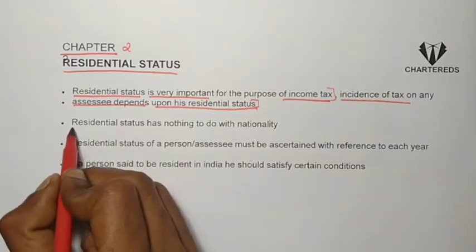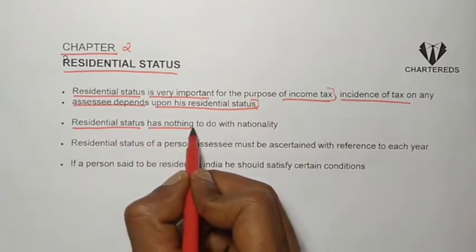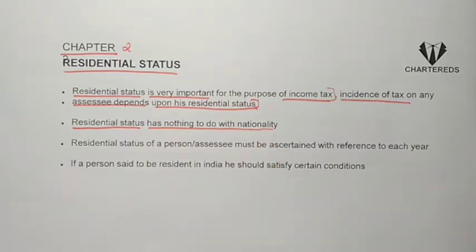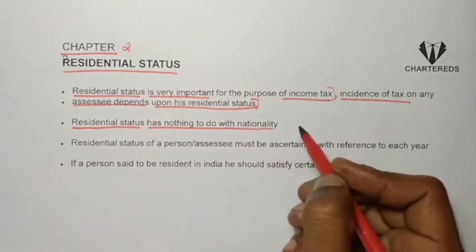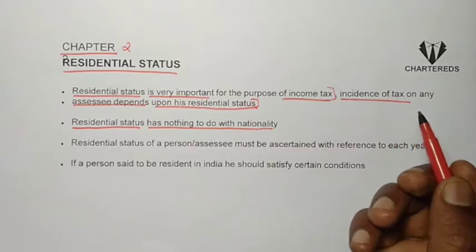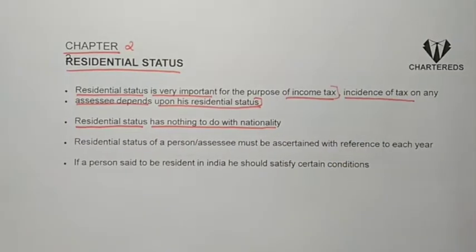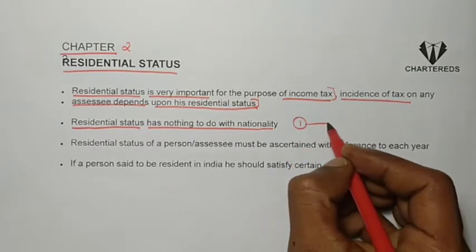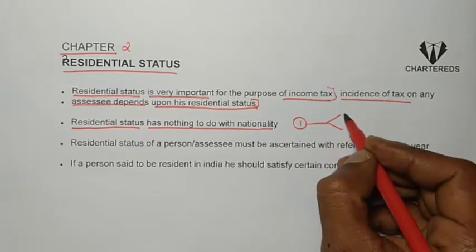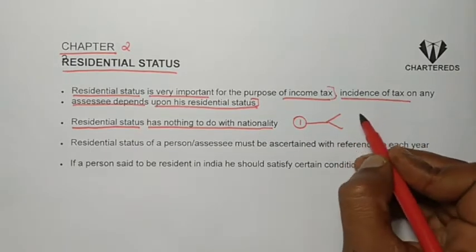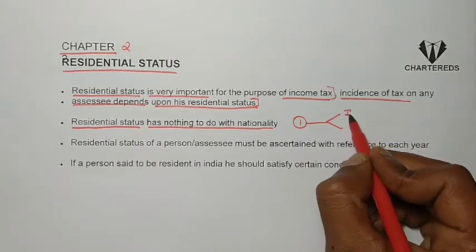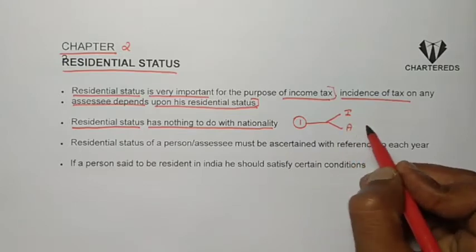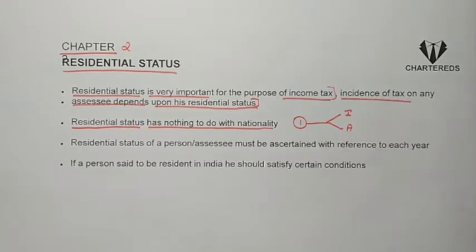Next point, residential status has nothing to do with nationality. Means any person can be resident in any country. An Indian can be resident in America, an American can be resident in India. And also, one person can be resident in multiple countries. For example, a person can be resident in India and also in America. So it is possible.